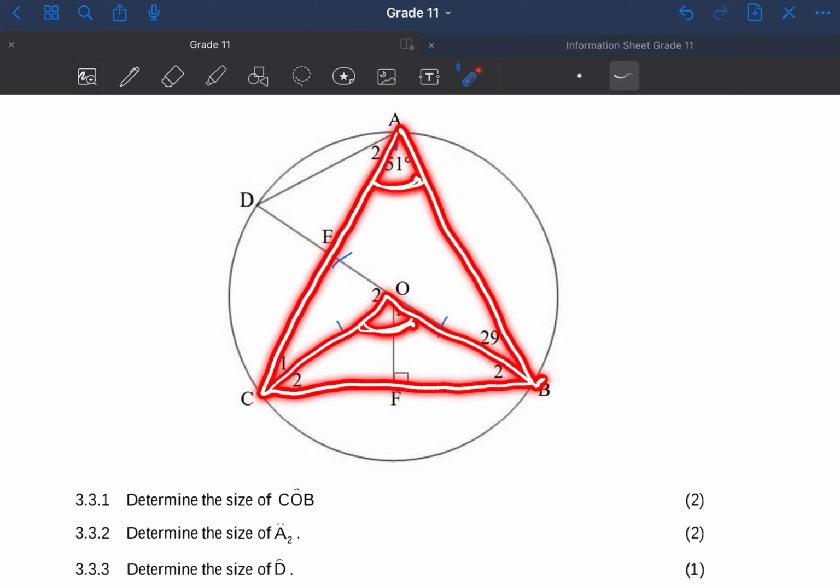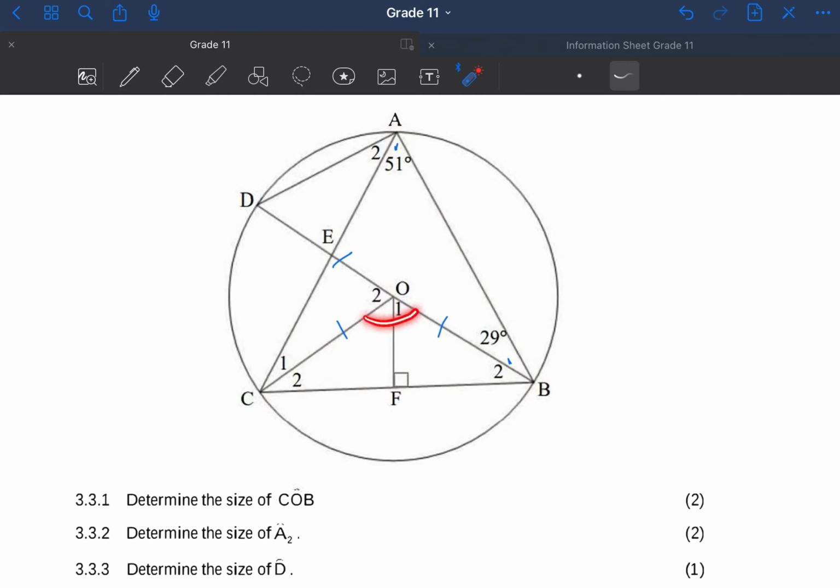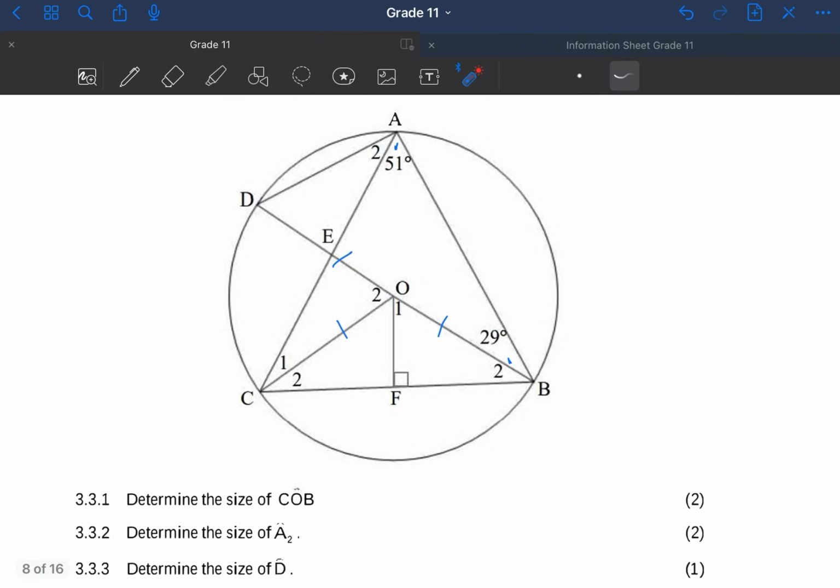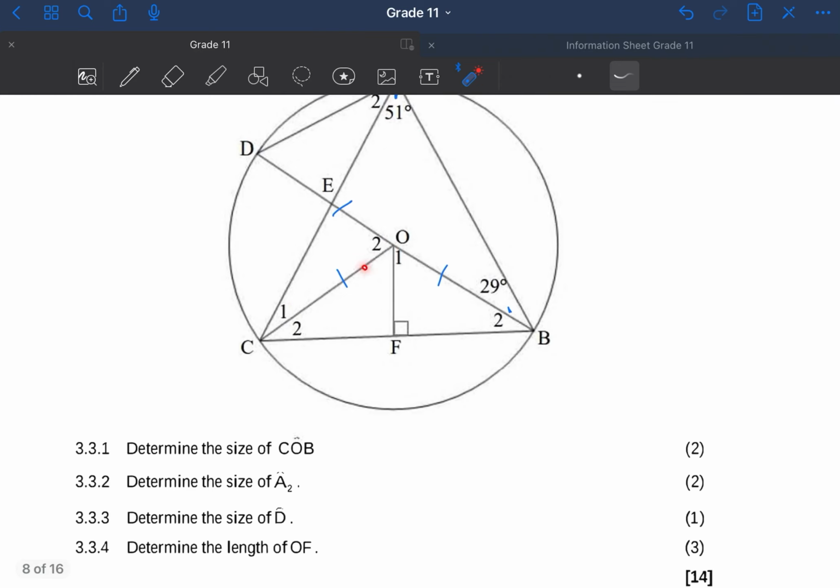So if this is 51, therefore this angle here is 51 divided by 2, because this angle here is twice this angle here. So not divided by 2, by the way. The angle at the center is twice this angle here, meaning this angle here is 2 times 51, because the angle at the center is twice the angle at the circumference.